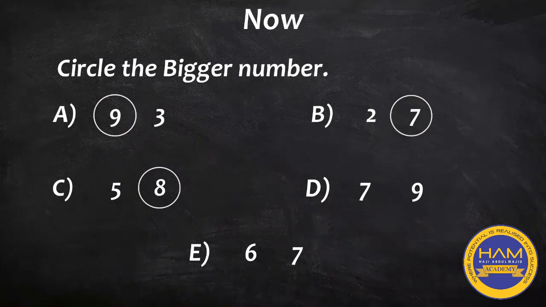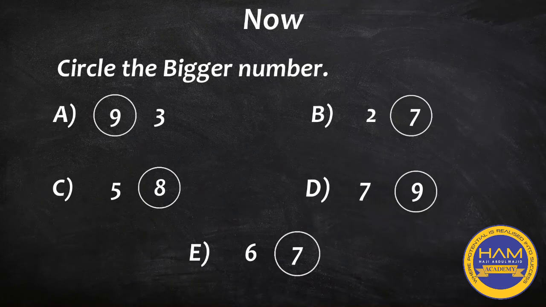Fourth, 7, 9. Which is the bigger number? 9, so we will circle 9. Fifth, 6, 7. 7 is the bigger number, so we will circle 7 as it is the bigger number.